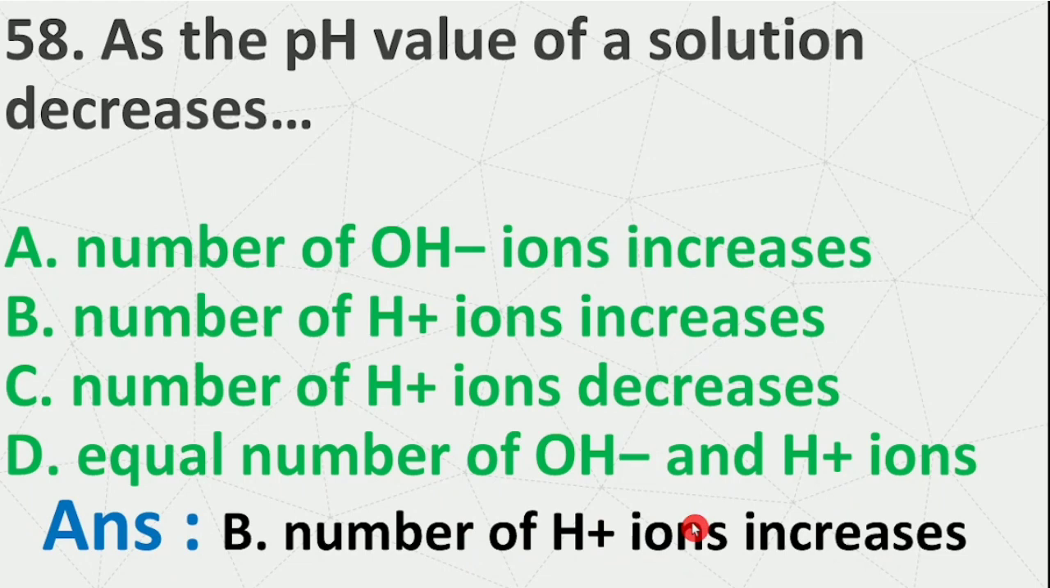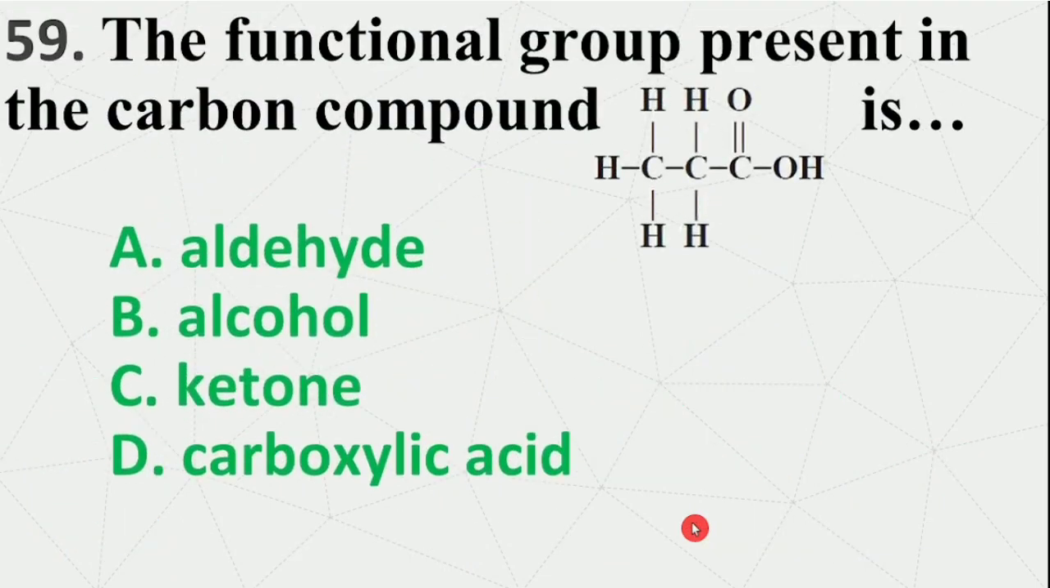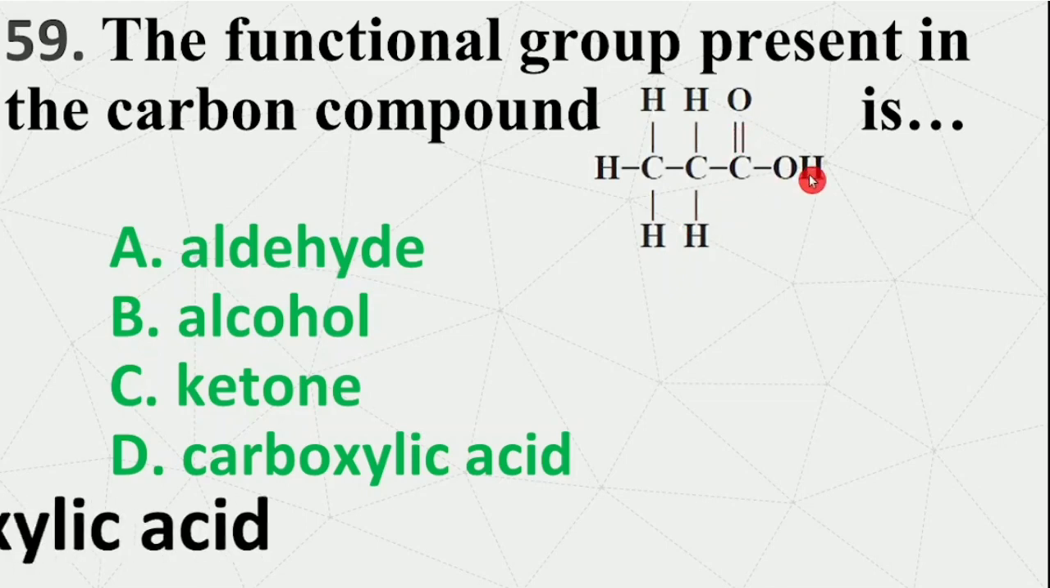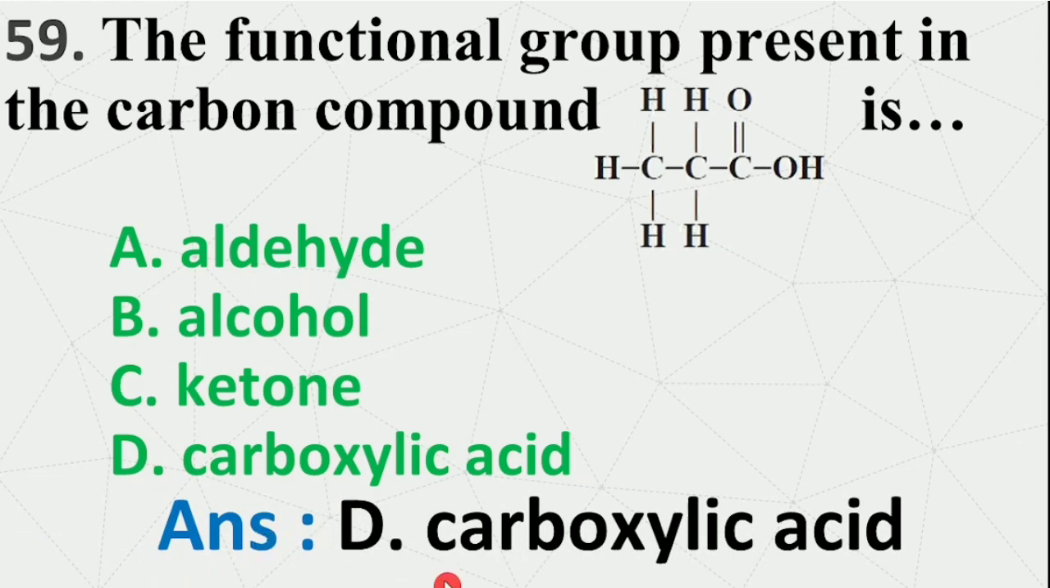Question number 59. The functional group present in the carbon compound. Here we have to find out which functional group is present in the compound: aldehyde, alcohol, ketone or carboxylic acid. Here you see the structure of this compound, CH3, CH2, COOH. COOH means carboxylic acid. So option D, carboxylic acid functional group, is present in the given compound.